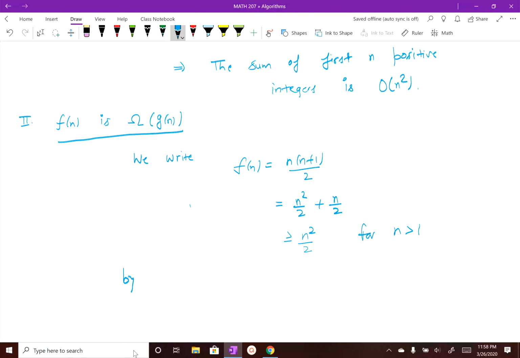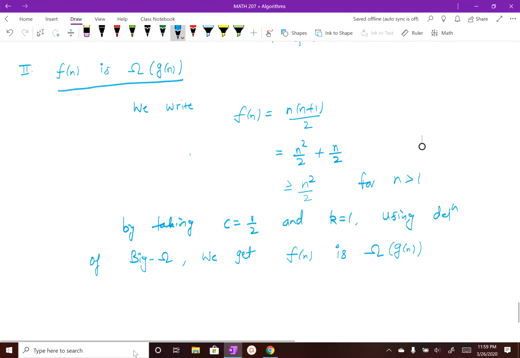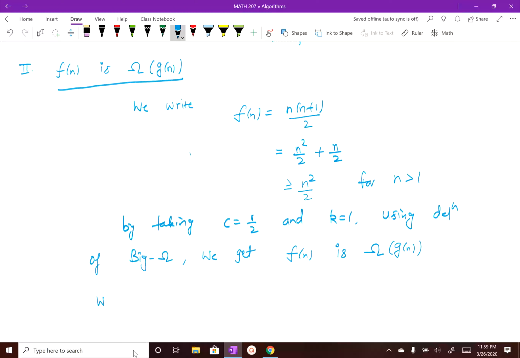Okay, so by taking the constant c equal to half and the constant k equal to 1, and using the definition of big omega, we get f of n is big omega of g of n, or in other words, we prove that the sum of first n positive integers is big omega of n square.